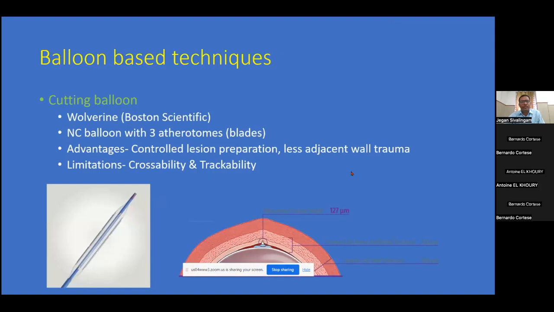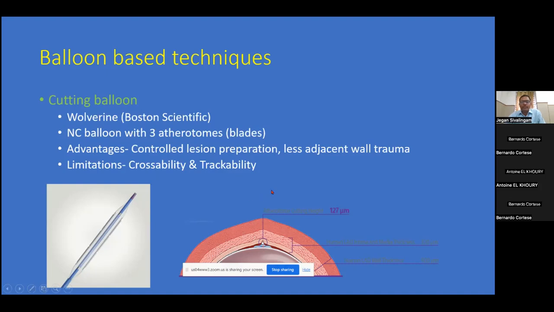So balloon-based techniques. Cutting balloon: there are various cutting balloons such as Wolverine, Flextome. Basically it's a non-compliant balloon with atherotomes or blades. I'm talking about Wolverine. Wolverine has 3 atherotomes, that is, blade-like things attached on the surface. So it makes cuts into the vessel wall, around 120 microns. The human coronary artery vessel wall thickness in LAD is approximately 900 microns, so we are not worried about direct puncture or perforation.